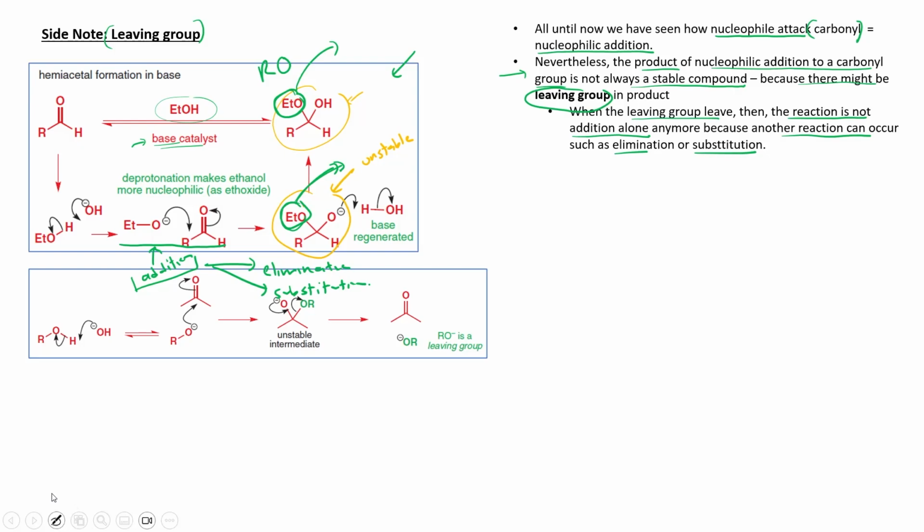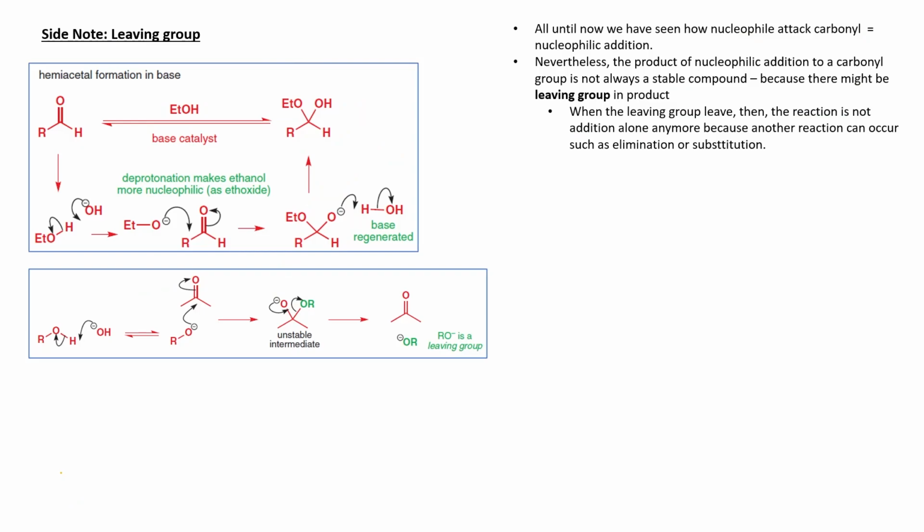So look at this. Let me remove the ink first. Here, this is addition. We learned this before. This is the intermediate, and in this intermediate you see there is OR. OR is a good leaving group. So what can happen is that the oxyanion on the O here can come back down, and this OR can leave.